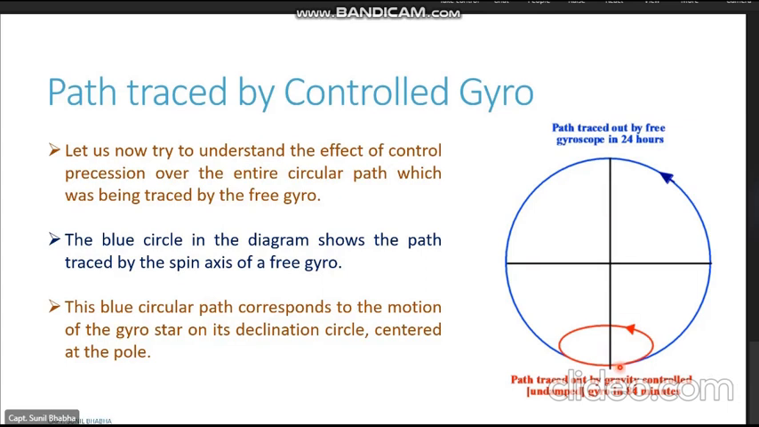Another important thing, you can see that the path has become very much smaller and shorter than before. Another important thing, this path is now traced out by a gravity controlled gyro in 84 minutes. The blue circle was being traced in 24 hours, whereas the red elliptical path is being traced out in 84 minutes.